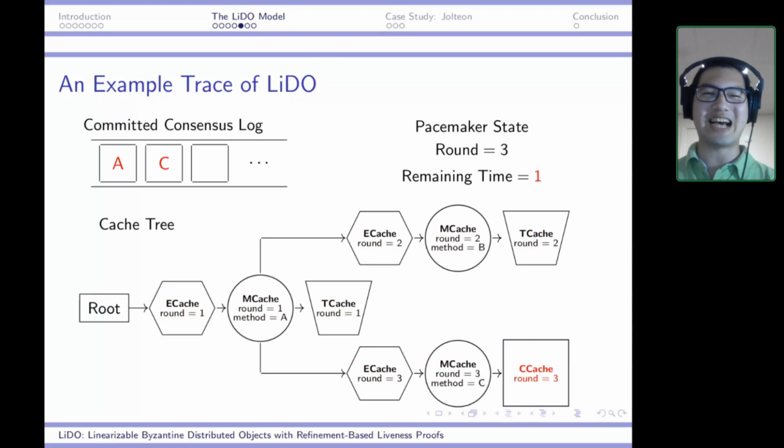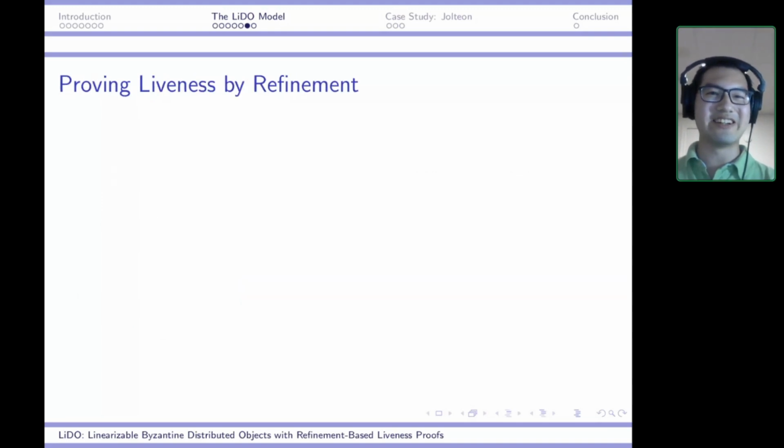This time, since it's after GST, well, it succeeds. And at this point, the methods A and C are committed, so you can see it on the top left part, the committed consensus log. So this shows that LiDO defines a transition system which captures both the state of the consensus log and the pacemaker. And we now look at how we can prove liveness of SMR protocols using this model.